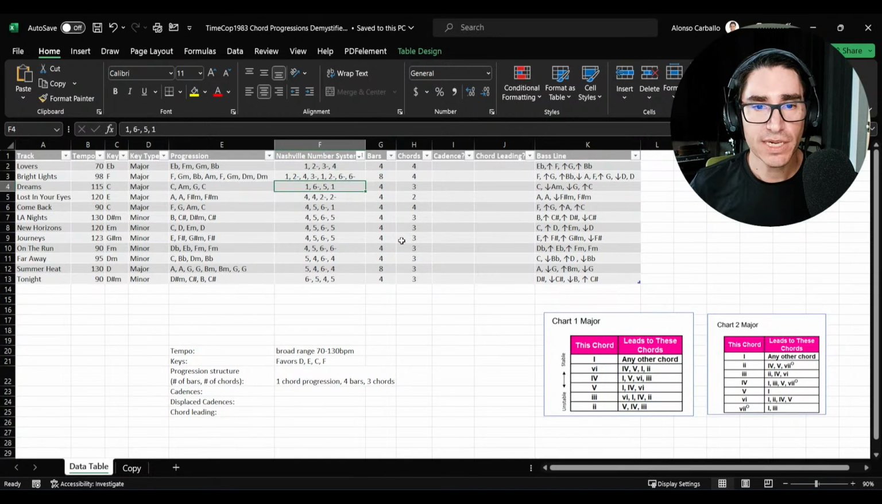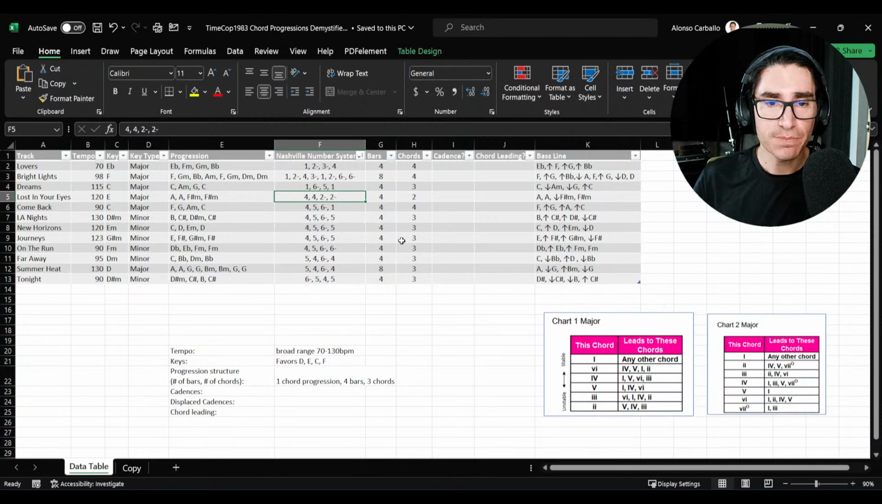Cool. The next one, 1651, that's C major, A minor, G major, and C major. Sounds like this. Pretty familiar chord progression. Pretty stable. Next one, 4 4 2 2 minor, that's F major, F major, D minor, D minor. Sounds like this.